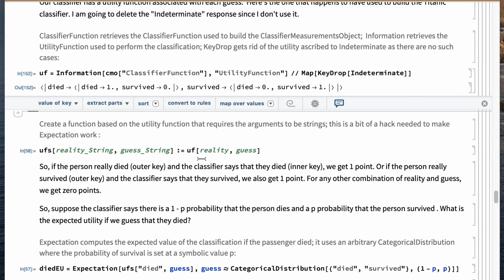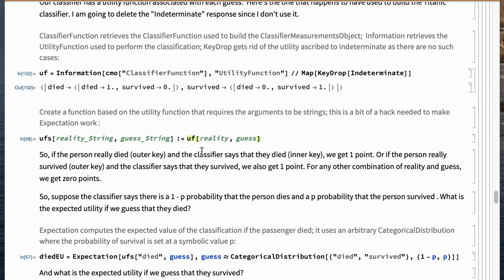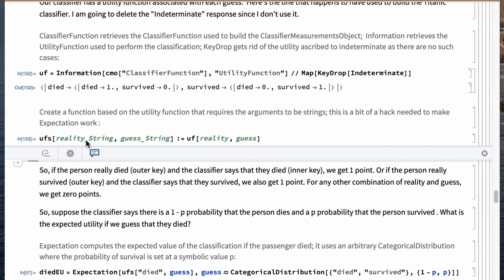One little complexity here is in order to make this code work, I have to rewrite this function and just tell it that reality and the guess are strings, like died is a string and survived is a string. So don't get too worked up about that, but that's what UFS is.